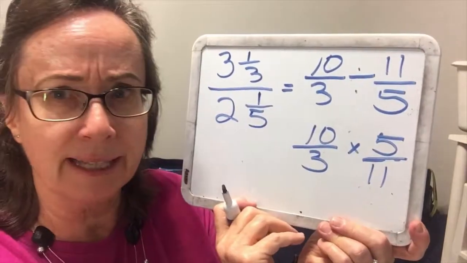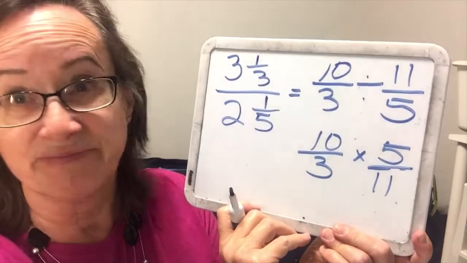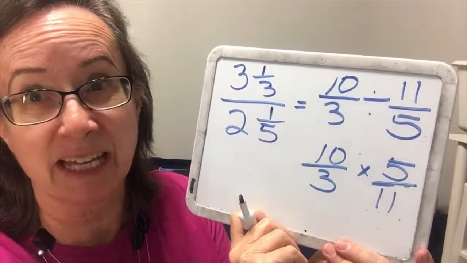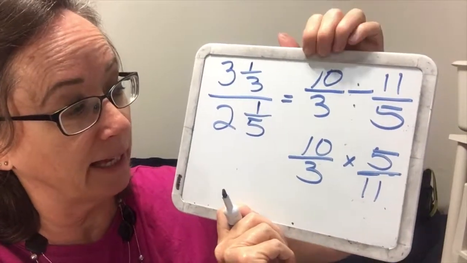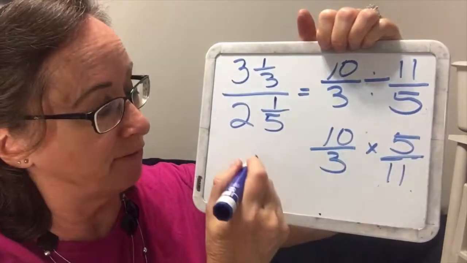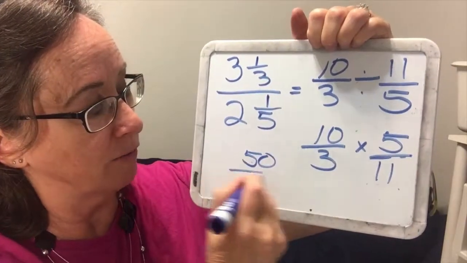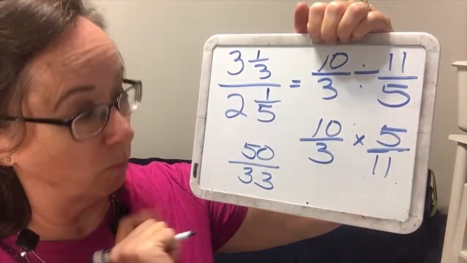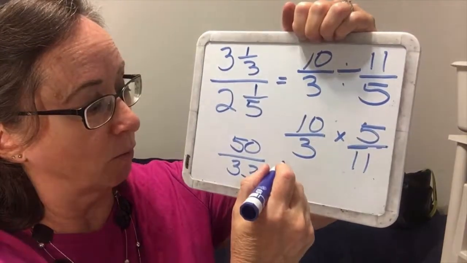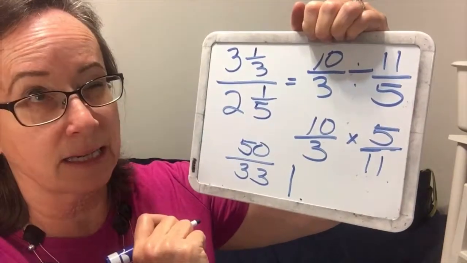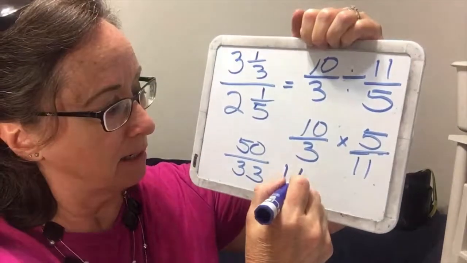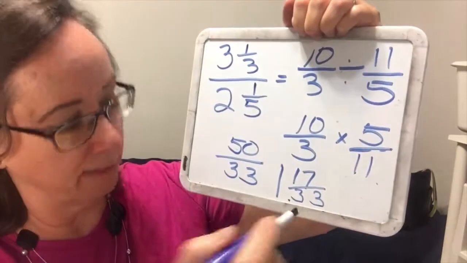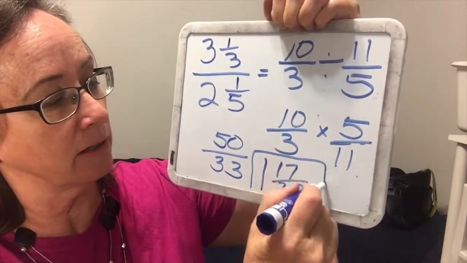Is anything going to cancel? No. If we'd had the 5 downstairs, it would, but we have the 5 and the 10 both upstairs, so nothing cancels. So we're going to end up with a 50 over 33. 33 will go into 50 one time, and so we'll get 1 and 17 33rds, and that is the correct answer.